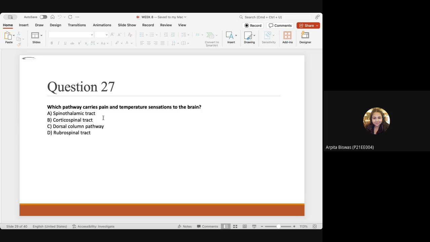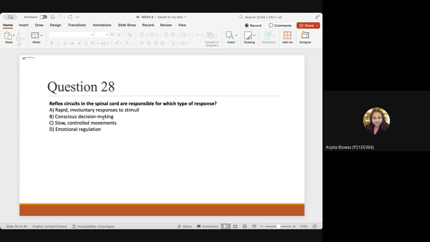Okay. So next move toward question number 28. Reflex circuits in the spinal cord are responsible for which type of responses? First option is the rapid involuntary responses to stimuli. Option B is the conscious decision making. Option C is the slow controlled movement. And option D is the emotional regulations.